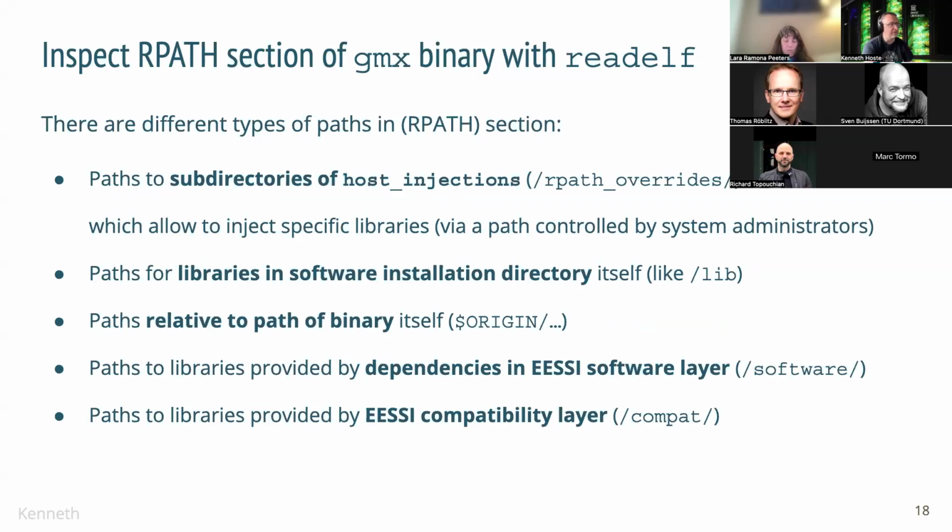And we saw different groups of paths in that output. So these are host injection paths to allow you to inject specific libraries, libraries in the software installation directory itself, both absolute paths and relative paths. There is the $ORIGIN placeholder, and then dependencies in the software layer itself, and then as a fallback, let's say the EESSI compatibility layer as well, which is used for things like libc and libm.